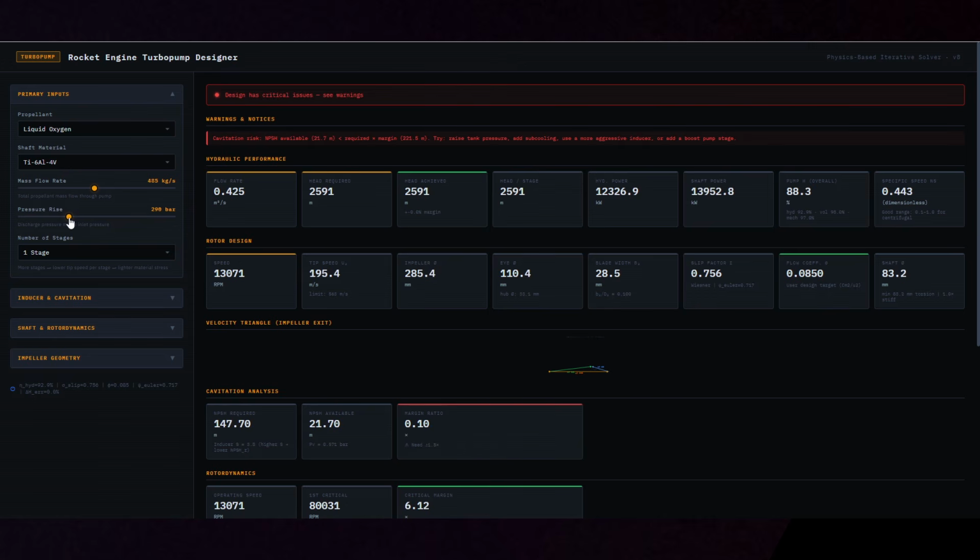So let's say we're going for 300 bar overall. Probably we don't need too much of this stuff. And we see we have a cavitation risk here. It says we need 229, and we only have 21.7. This is one of those calculations that we're going to have to figure out. It says try raising the tank pressure, add subcooling, or use a more aggressive inducer or a boost pump stage.